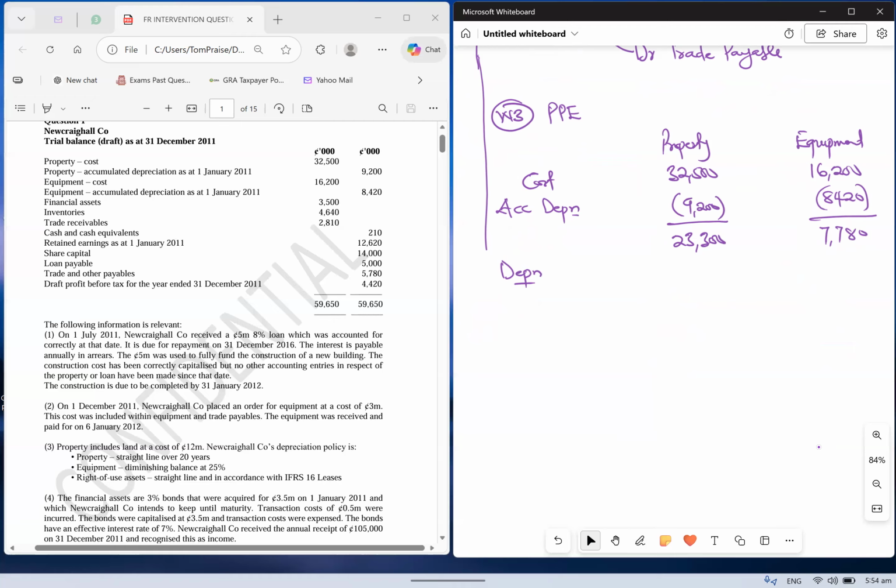The question said depreciation for property is 20 years. So if we want the depreciation for 20 years, what will it be? For property, we use the cost, that's 2,500 over 20 years, because it is a straight line method over 20 years. What does that get you?